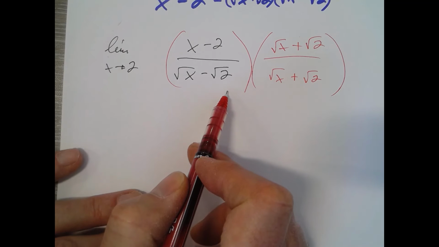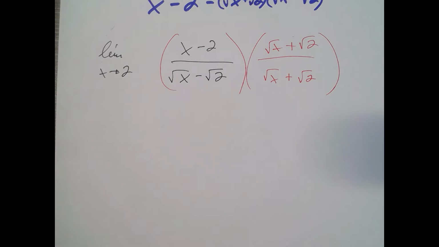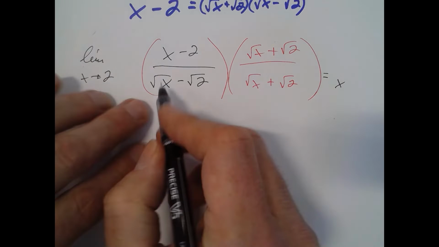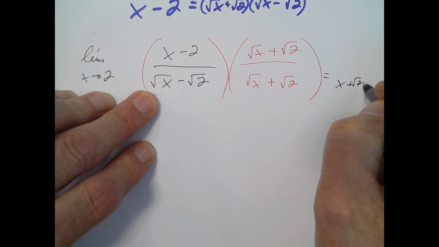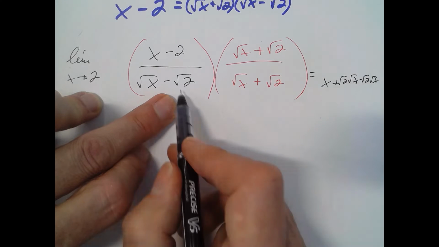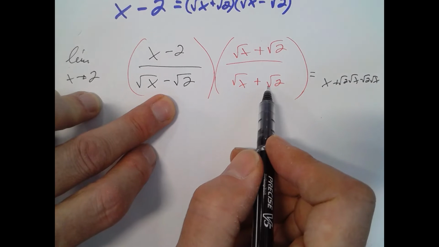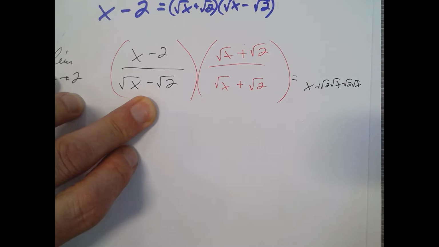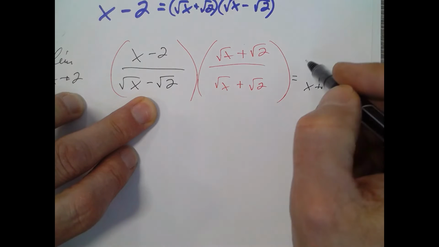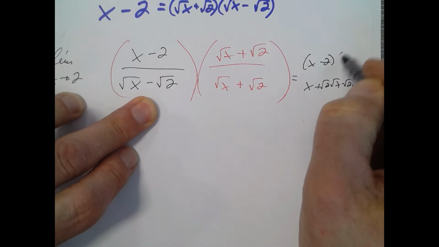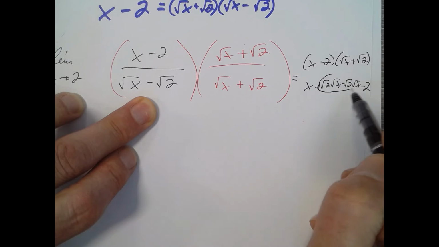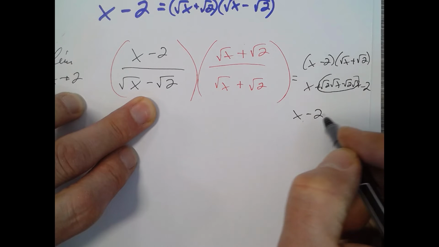Now if I distribute that, FOIL it, square root of x times the square root of x is x, plus square root of 2 square root of x minus square root of 2 square root of x. And what's the square root of 2 times the square root of 2? 2. So minus 2. And the top I'm going to leave. I'm not going to FOIL it because when I combine the bottom I'm just going to be left with x minus 2.